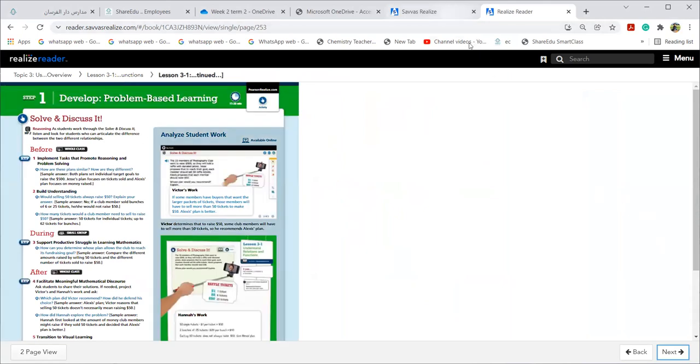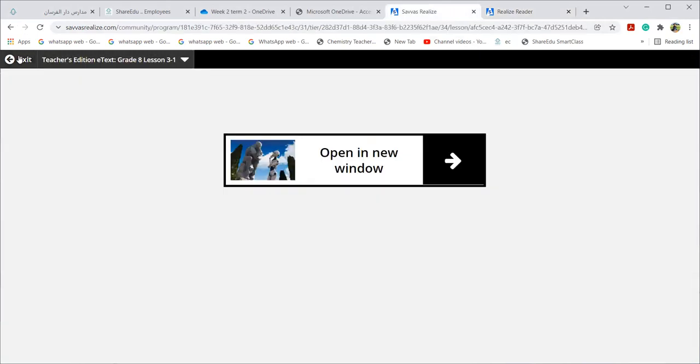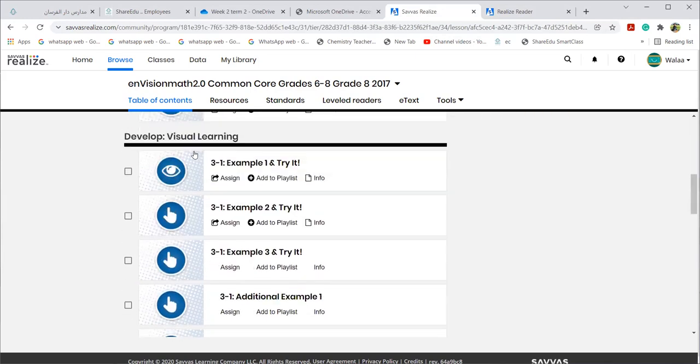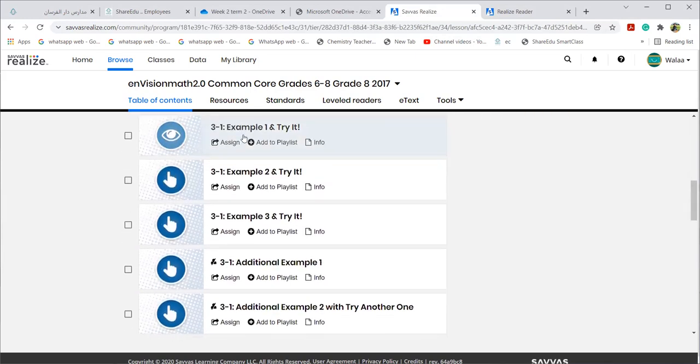Okay, before we start, I just want to show you one example. That is example 1. She will try to explain it to you with a picture. It might help you to understand the lesson better. Okay?